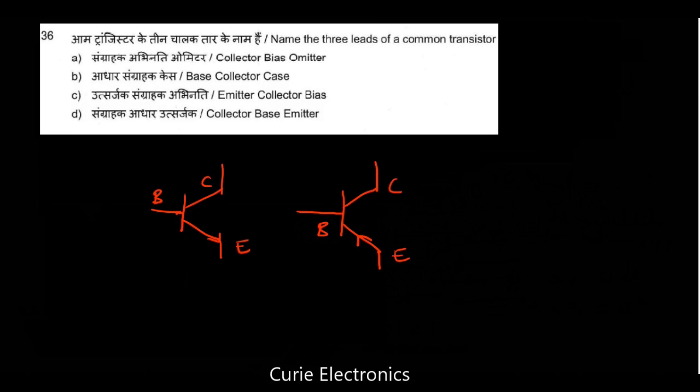And can you tell me which transistor is this first one? This is an NPN transistor. The arrow is going out, that is an NPN. The arrow is coming in, means it's a PNP transistor. So the answer is emitter, collector, base, emitter. Answer is option D, the right answer. Collector, base, emitter.